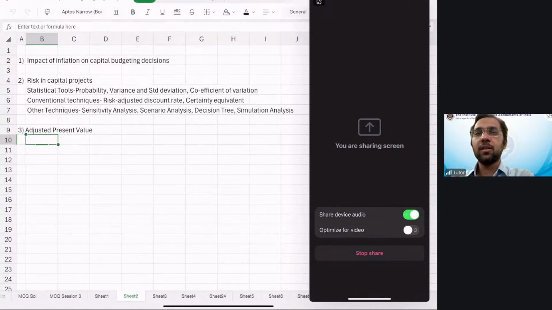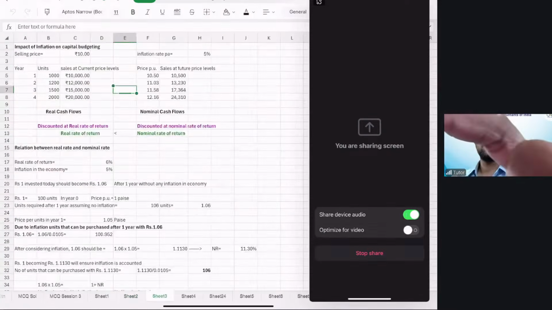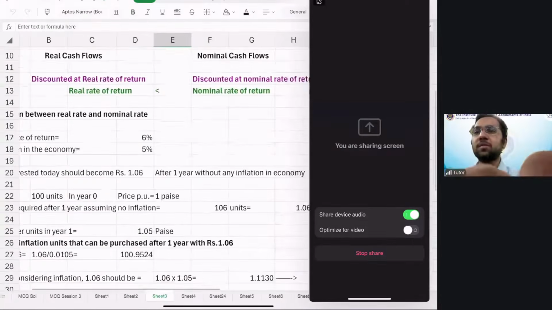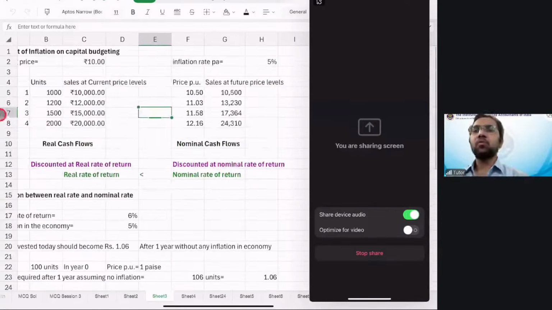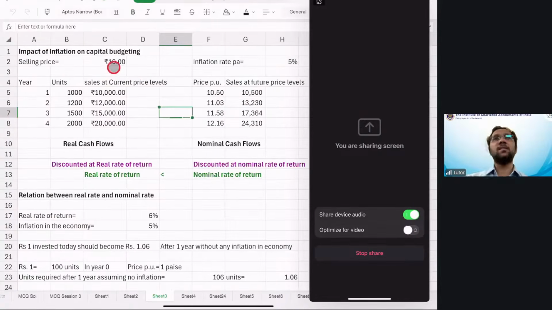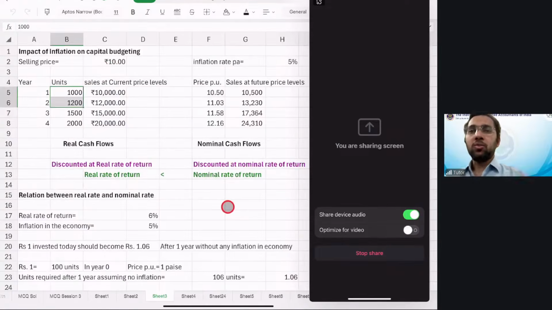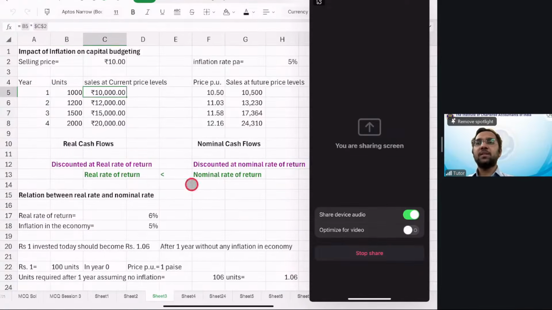Now, let us look at the first impact, which is the impact of inflation. What we have already observed is there may be two types of cash flows. One is a real cash flow, another is a nominal cash flow. The real cash flow is when you are calculating the future cash flows based on current price level. So if the selling price is 10 and you have these units to be sold in future, you will get the sales figures as units multiplied by the selling price. Every time the units are multiplied by the selling price, that's what you get as real cash flows.